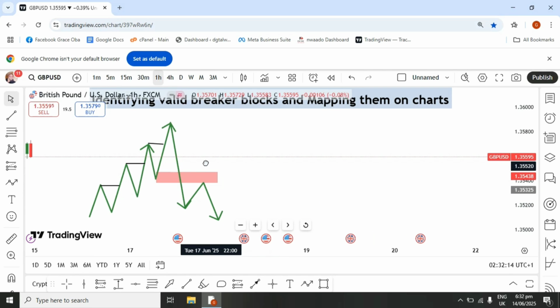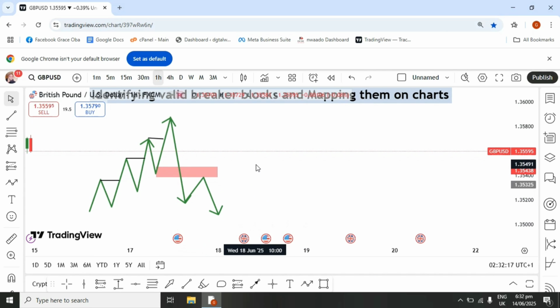Let me also show you this in a downward movement. Let's take, for example, that we are in a downtrend and we are moving downward this way. Now the price retraced up into this fair value gap, then did what?